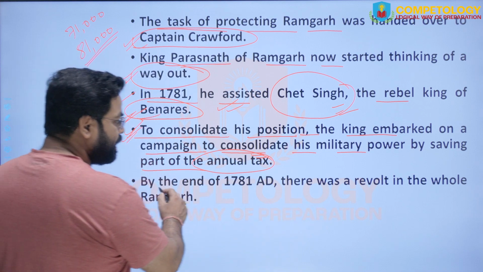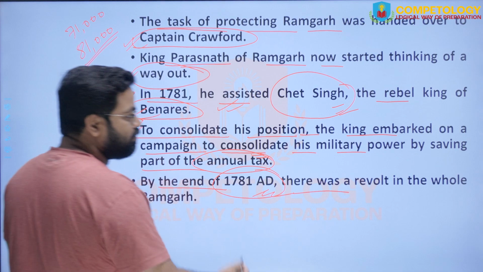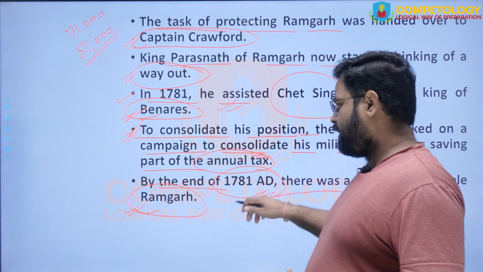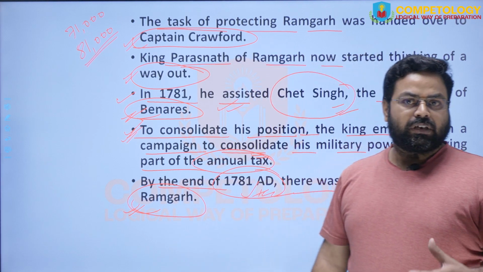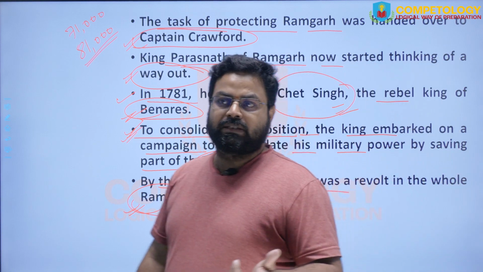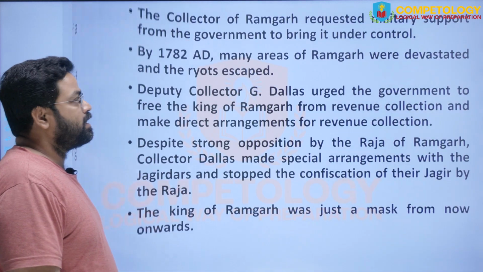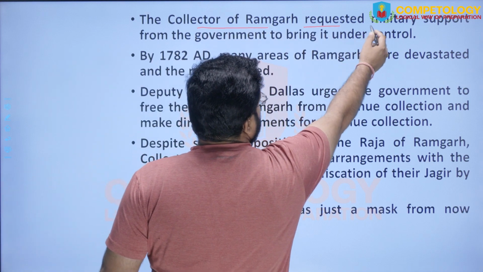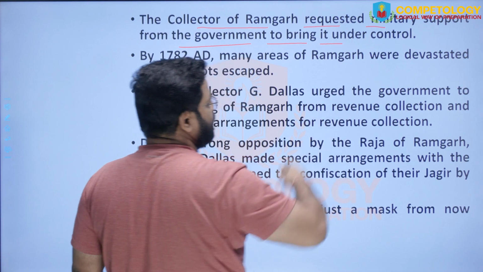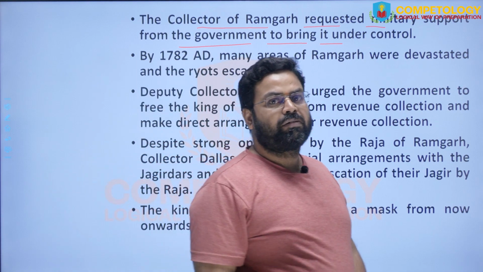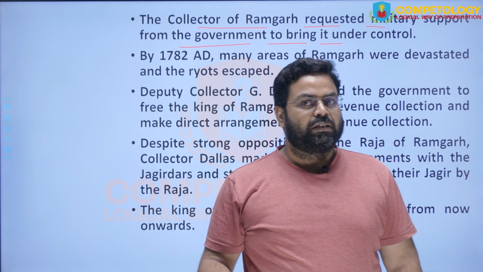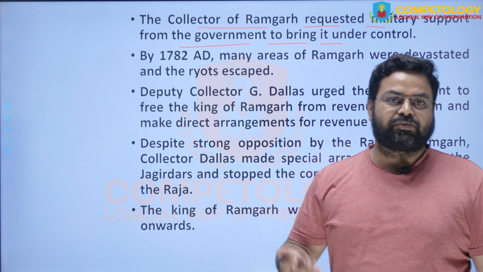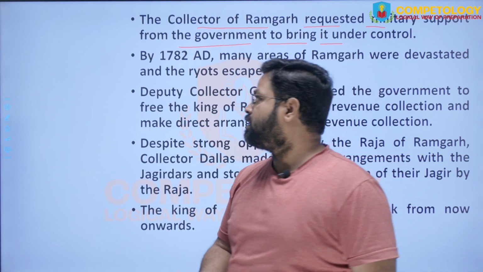And here, by the end of 1781 AD, there was a revolt in the whole of Ramgarh, and this revolt of 1781 further weakened the position of Parasnath Singh, because again the armed forces had to be called upon by the Britishers. The collector of Ramgarh requested military support from the government to bring it under control. From the existing manpower and defense forces, the collector was unable to suppress the rebellion, so he had to ask for military support from the government, and the military was called upon.